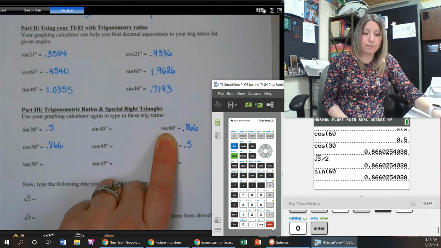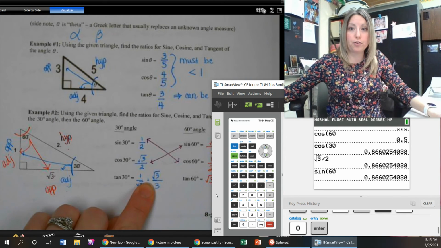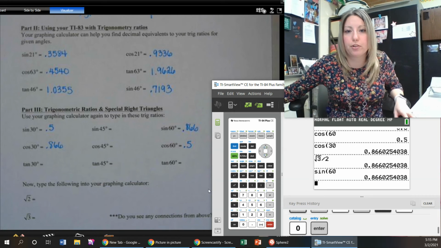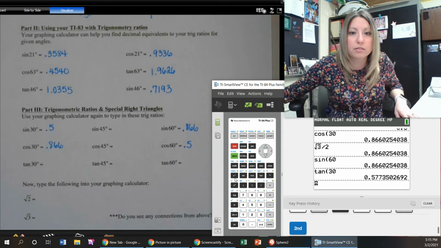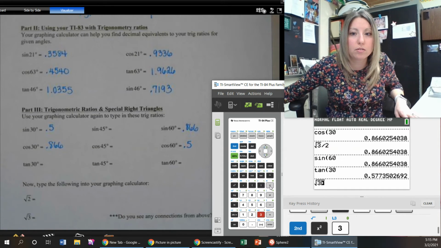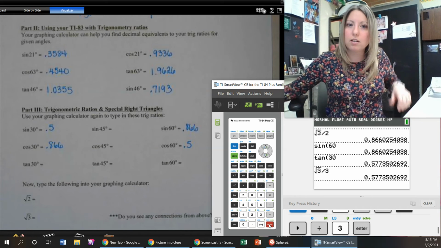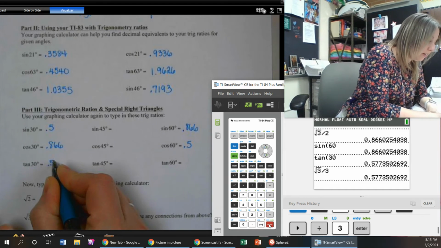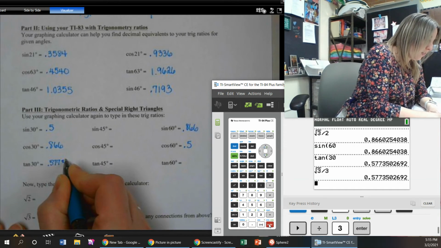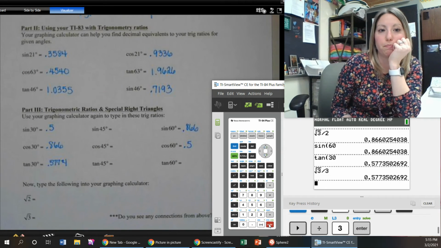Tangent of 30. Okay, well, that's going to be radical 3 over 3, whatever the decimal equivalent of radical 3 over 3 is. So tangent of 30 is, okay, let's just double check. Get out of that before pressing division. There we go. So these will be decimal equivalents that I'll want to recognize, right? I always just kind of note the 0.577, but yeah, 0.5774.